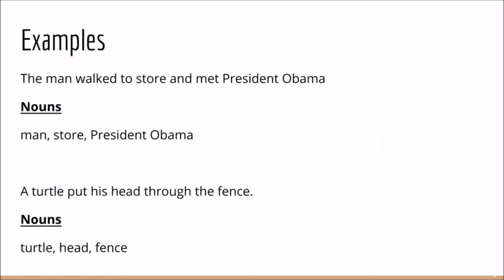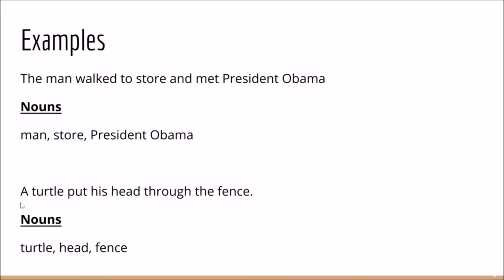Now, let's just take a look at some examples. The man walked to the store and met President Obama. Now in this sentence we have some different types of nouns. Let's see if we can find them. The first one would be man. The man is a person. That's a noun. The next one is store. It's a place or a thing depending on how you use it, but that's a noun. And the last one, President Obama. That's a noun. It's a person, but it's also, remember, a proper noun because it's a specific name.